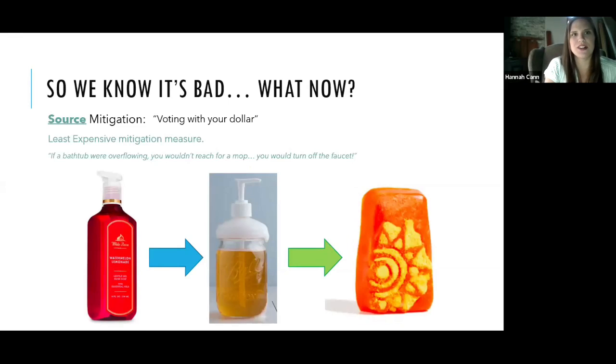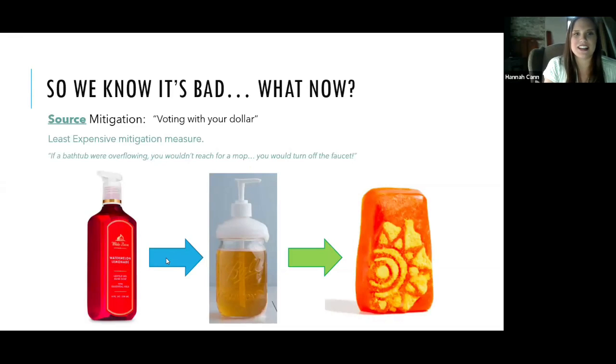So here's an example of source mitigation. And like Brooke said, voting with your dollar. And there's a quote that I love. It says, if a bathtub was overflowing, you wouldn't reach for a mop, you would turn off the faucet. And that's what we need to do with single-use plastics.